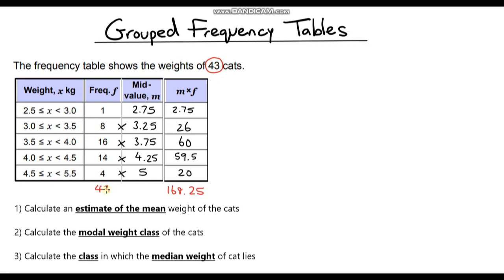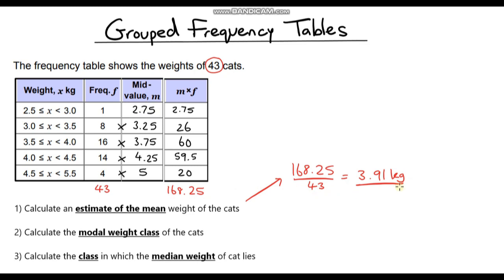So there are 43 cats in total. To work out an estimate of the mean, we do 168.25 and then divide that by 43. Let me put that into the calculator. And I get 3.9, I'm going to round to 2 decimal places, 3.91 kilograms. So that would be my answer.